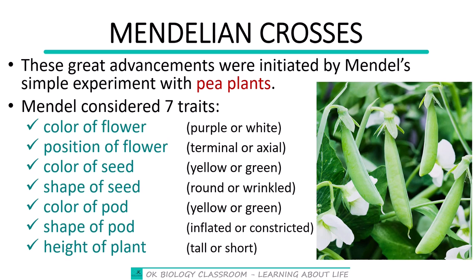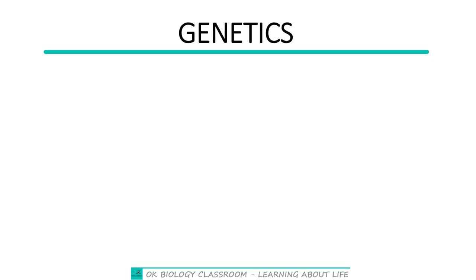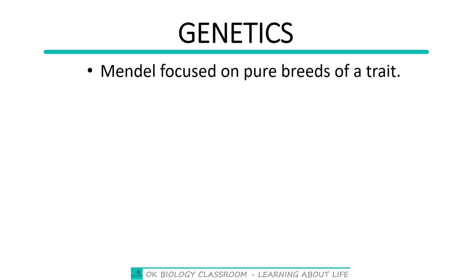I am going to consider only 2 of these traits and use them to explain Mendel's experiment with the pea plants. I'll consider the color of flower, and I'll consider as well the shape of seed. So let's look at the experiments. I will start with Mendel's experiment on the color of the flowers. Note that Mendel focused on pure breeds of a trait, because that is what was probably going to lead him to a very good conclusion. Pure breeds would mean that, considering the color of the flower per se, Mendel wanted to make sure that if he is choosing a purple colored flower, that particular flower must come from individuals that only produce purple flowers.